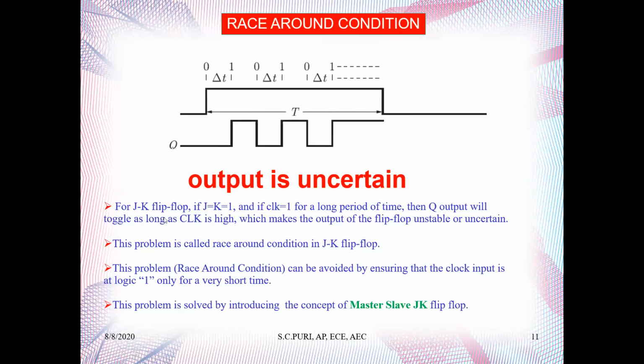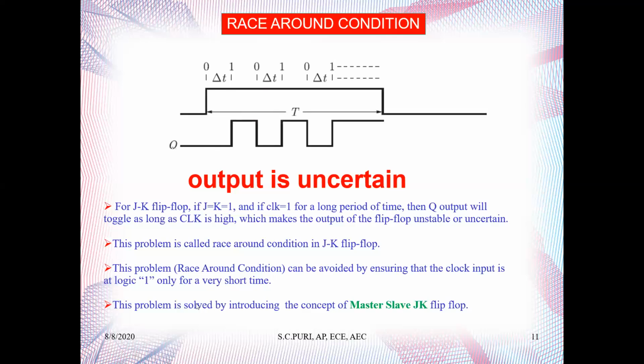So for a JK flip-flop, if J equals K equals 1 and the clock is 1 for a long period of time, then Q will toggle as long as the clock is high, which makes the output of the flip-flop unstable or uncertain. This problem is called the race around condition in the JK flip-flop. How can it be avoided? It can be avoided by ensuring that the clock input is at logic 1 only for a very short time, so T should be less than TP.